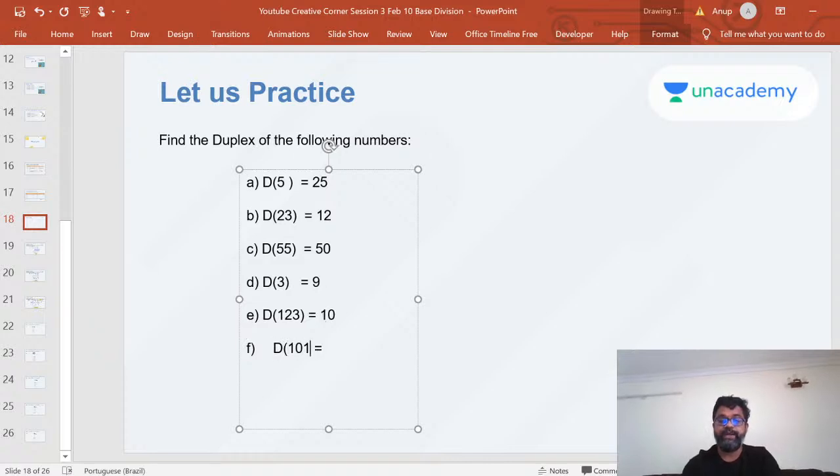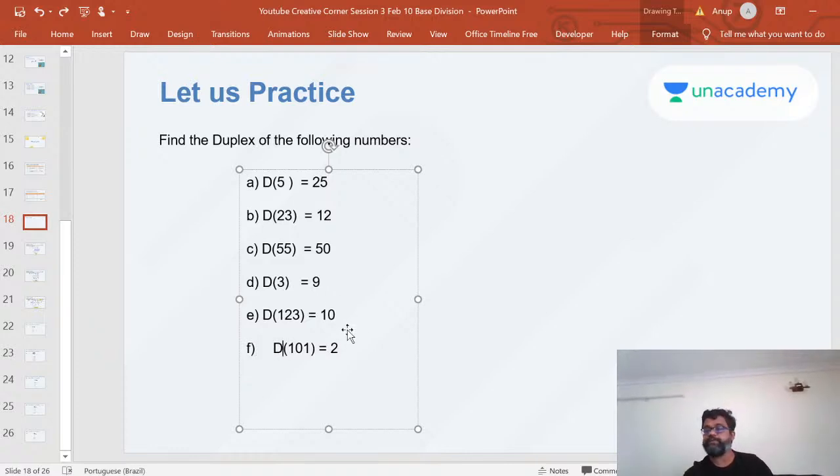Duplex of 1 0 1. Here twice the product of the outer pair. 1 into 1 is 1. Double of 1 is 2 plus 0 squared, which is 0. That's all, right? So these are the duplexes.